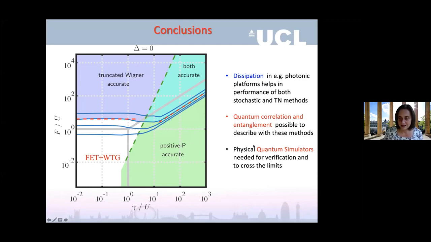And in some sense, we're doing the calculations with this method, but at the end of the day, there's nothing really to compare it with, because this is the state of the art in terms of computing. So in some sense, we need physical quantum simulators to verify and cross the limits, such as, for example, circuit QED lattices or these polariton micropillars. So I'm really sorry for overrunning, and thank you.